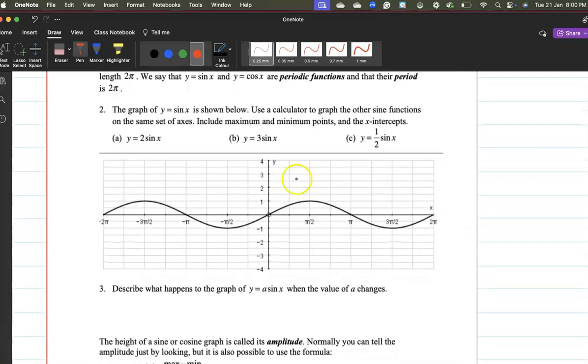Now they've given you the graph of y equals sin x as shown. Use a calculator to graph the other sine functions on the same axes.